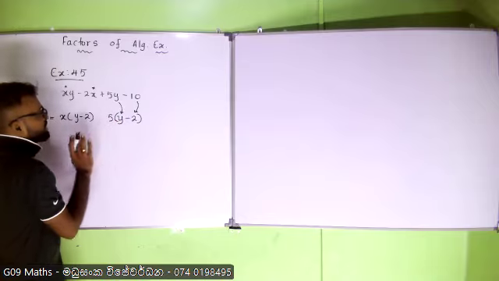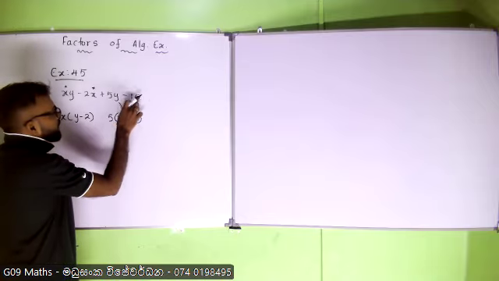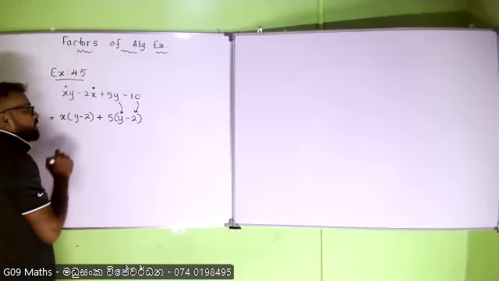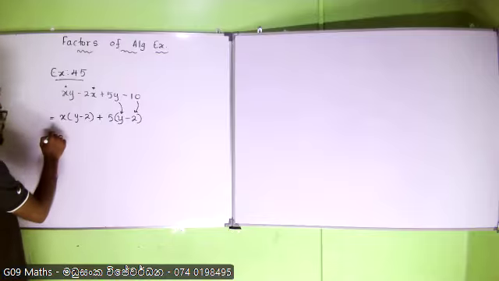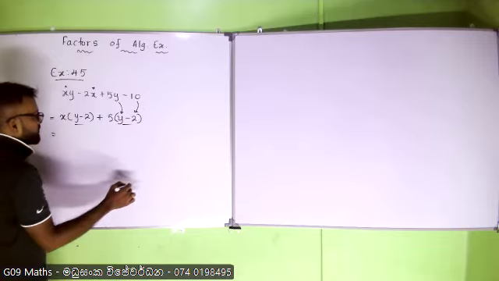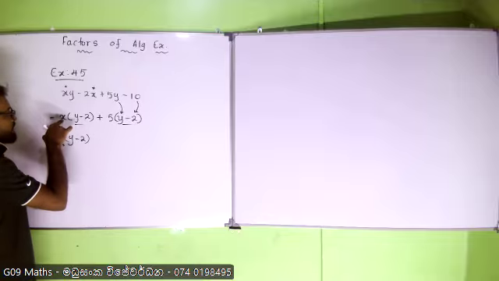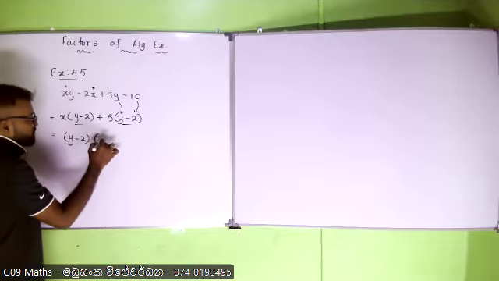No sign change happens. Here you have negative 10, negative 2. No sign changes happen, so you have to take the positive sign now. y minus 2, y minus 2. Take it out from the bracket and write the rest: x plus 5.